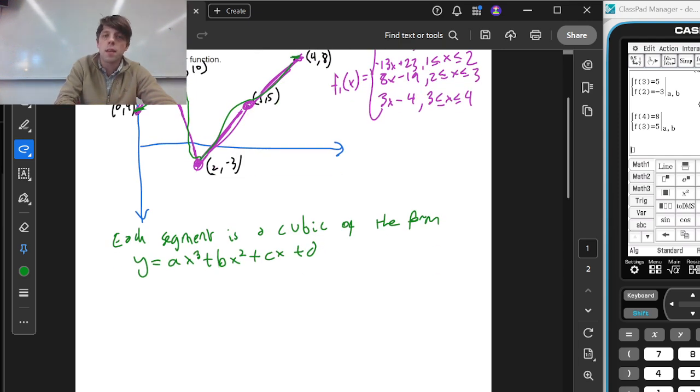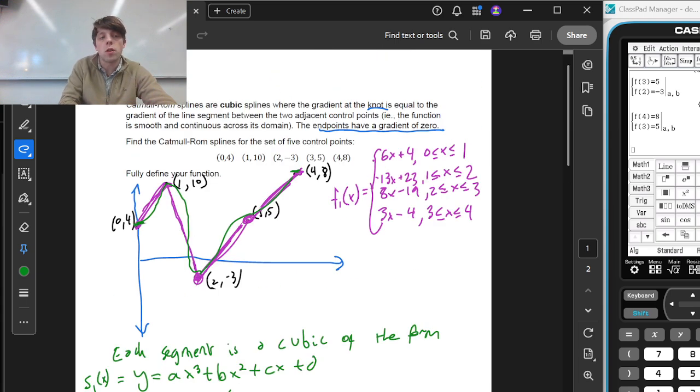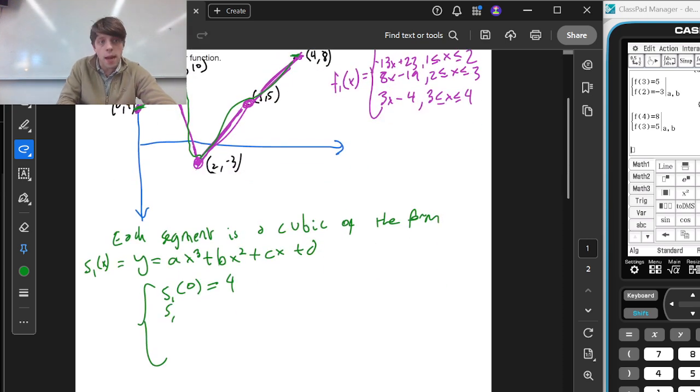Okay, so let's consider this first cubic. So that first cubic needs to satisfy the following conditions. If we call that, say, I don't know, I already called that f1x, so let's call this one spline 1. So spline 1 has to satisfy the following criteria. Spline 1 must be, when we have x equals 0, we need to have y is equal to 4, right? So this point here lies on the spline. Similarly, when x is equal to 1, y needs to be equal to 10.